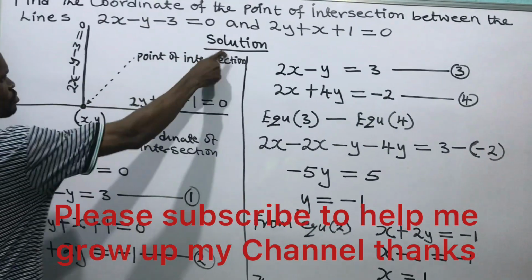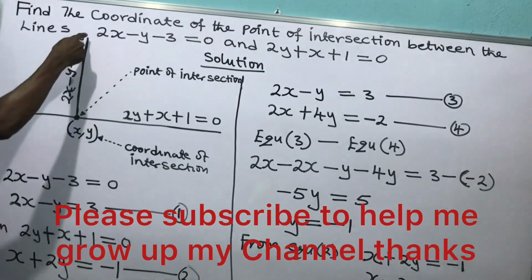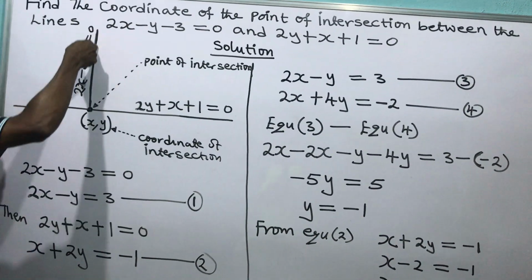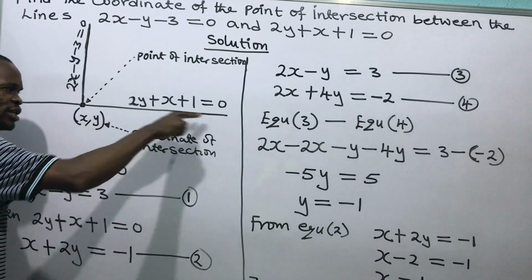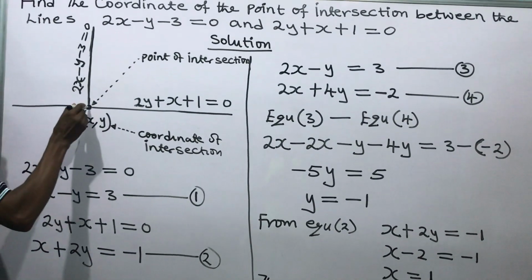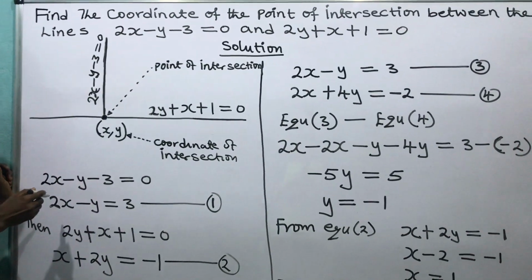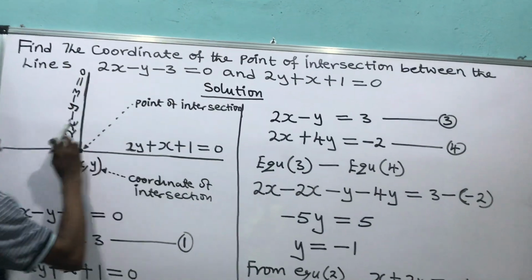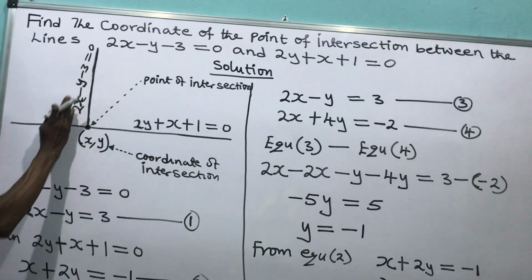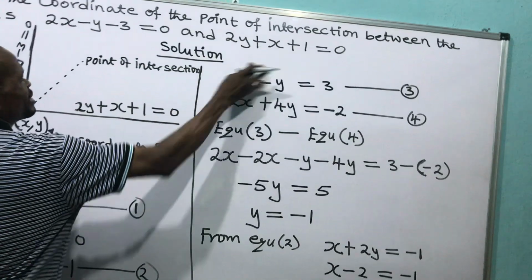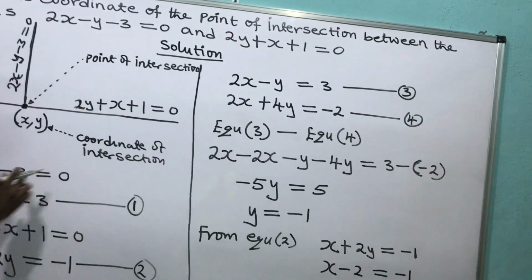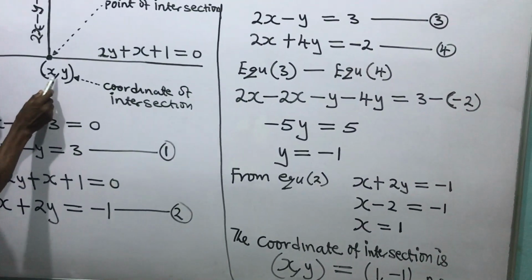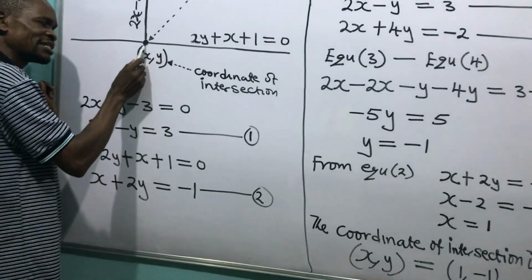We say solution. Look at the two lines. The first line was going this way, the second line was going this way, and they have an intersection. Look at the point of intersection, and look at the equation of the first line. I write it here. Then look at the equation of the second line. The coordinates of this point of intersection is (x, y).